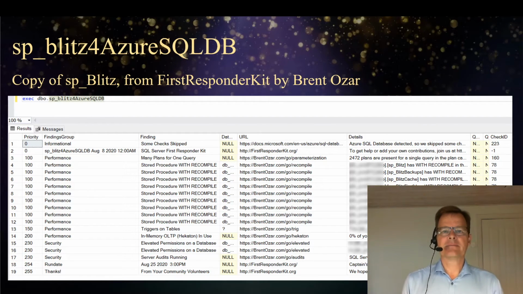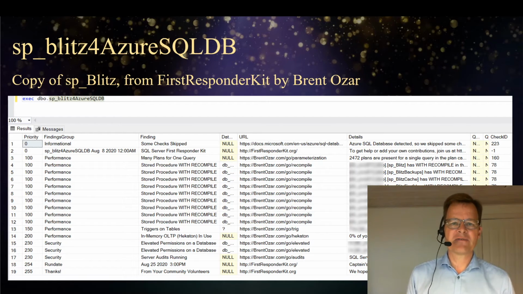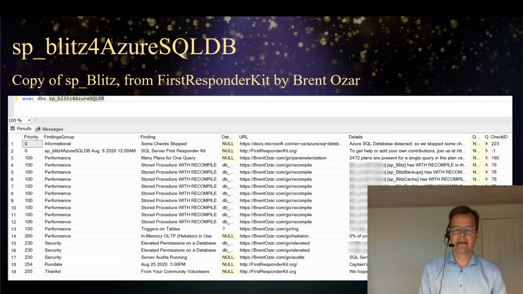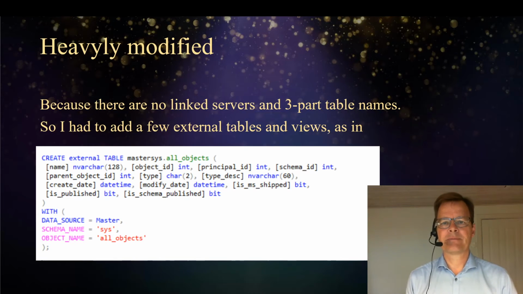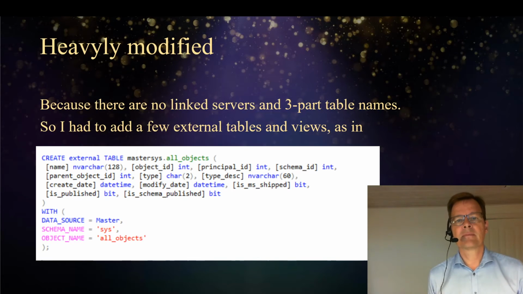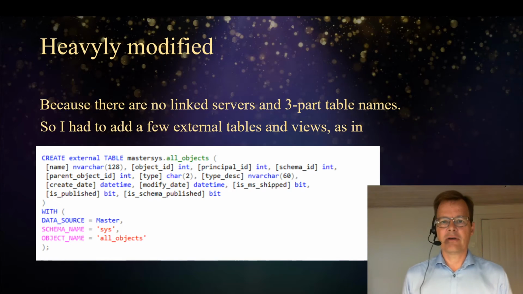What I've done instead, I've created a bit of code that will convert it. So I took a copy of SP Blitz and called it SP Blitz for Azure SQL DB, and changed a few things. It's heavily modified. There are no three-part server names. There are no linked servers. So what I did was I added a few external tables, a couple of stored procedures, and a few views: 8 views, 13 external tables, and 4 stored procedures.